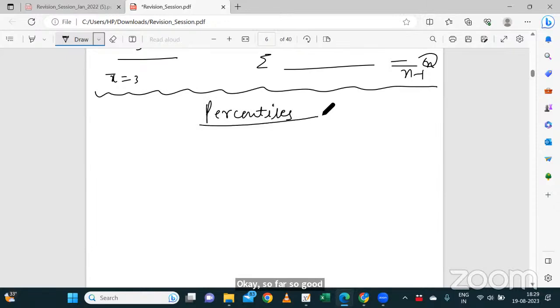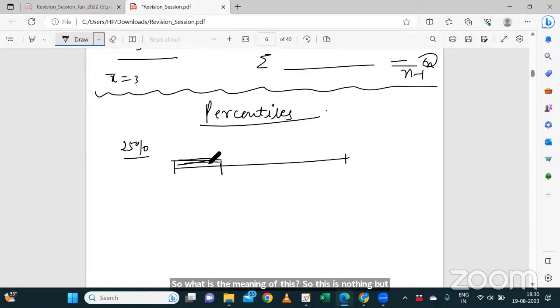Yes, sir. So next is percentiles, right? Can anyone tell me what a percentile is? Basically, a percentile is a value on a scale of 100 which indicates the percent of a distribution that is below or equal to it. Let's say I want to compute the 25th percentile. What is the meaning of this? It means 25% of the observations are below it, and the remaining 75% of observations are above it.